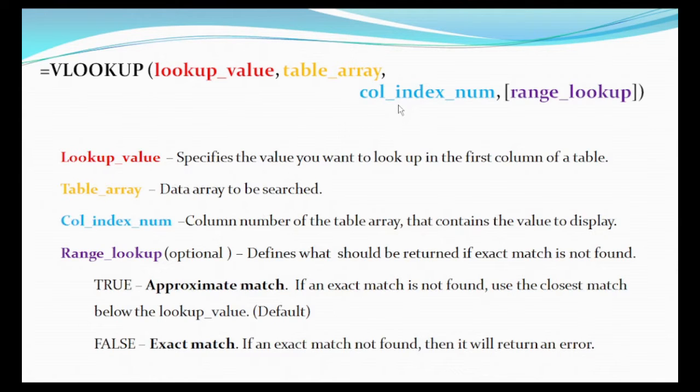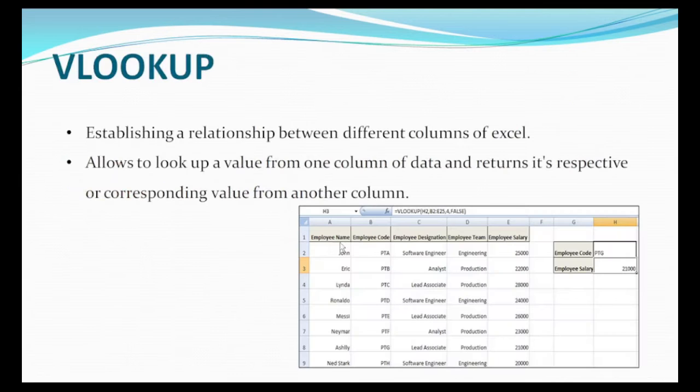Then column index number, which is nothing but the column number which contains the value to display. In the previous example, the salary is the column. So the corresponding number will be 1, 2, 3, 4. So the lookup value must be the first column and the salary will be in the fourth column.